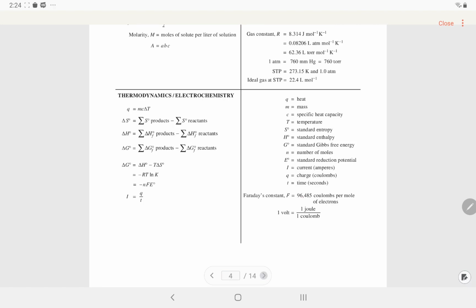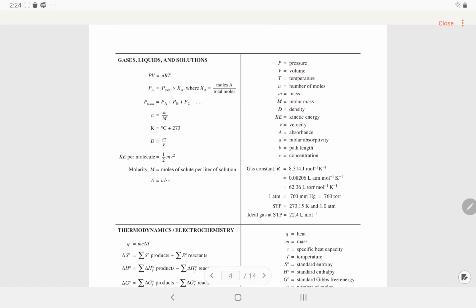So let's look at the next page. And the next page is the other part of the formula sheet. And so here, gas laws, things we've discussed in depth, both in pre-AP chemistry and AP chemistry.